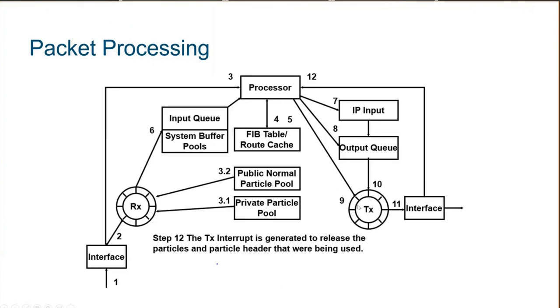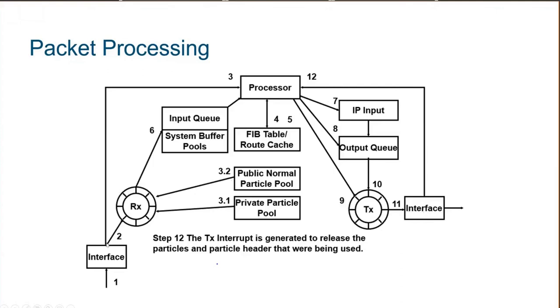If the TX ring is free, then it will place the packet directly on the TX ring. If it is full, it will place the packet in the output queue, and once the TX ring is free, the packets will be transferred from the output queue to the TX ring, and eventually the TX ring will put the packet on the wire through the interface. During this time, a TX interrupt will be generated when the packet is being released and sent out of the interface.